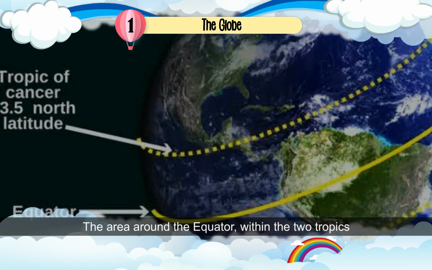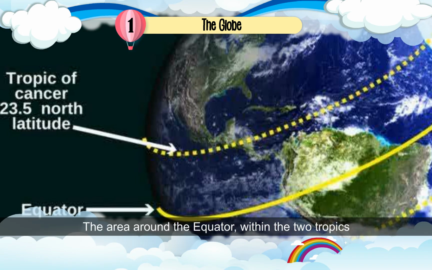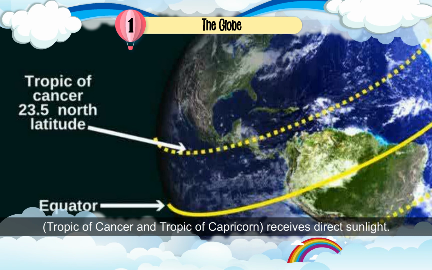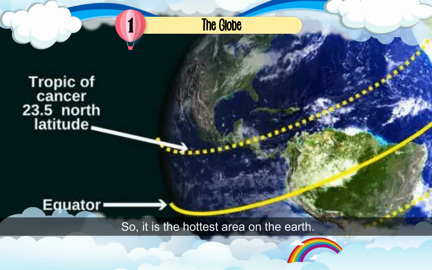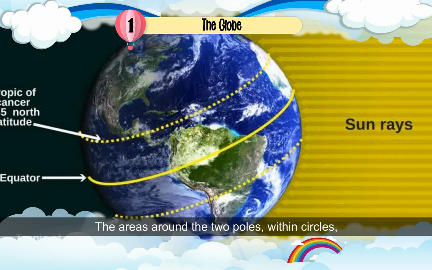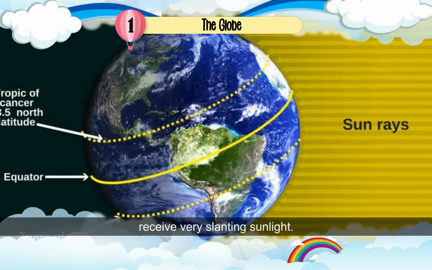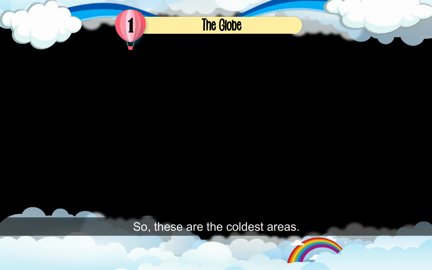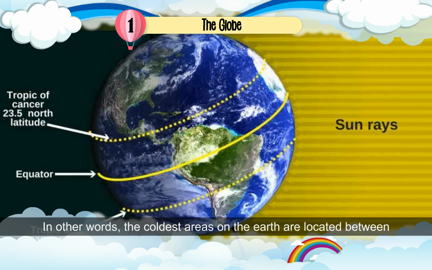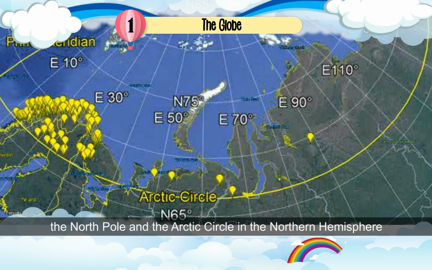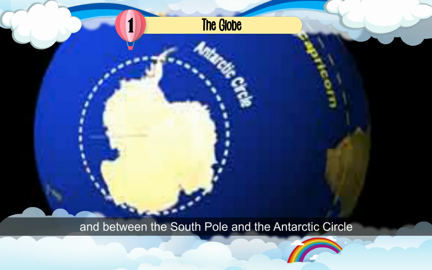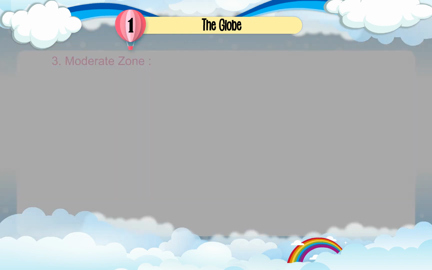1. Very hot zone. The area around the equator within the two tropics, Tropic of Cancer and Tropic of Capricorn, receives direct sunlight, so it is the hottest area on the earth. 2. Very cold zone. The areas around the two poles within circles receive very slanting sunlight, so these are the coldest areas. In other words, the coldest areas on the earth are located between the North Pole and the Arctic Circle in the northern hemisphere and between the South Pole and the Antarctic Circle in the southern hemisphere.